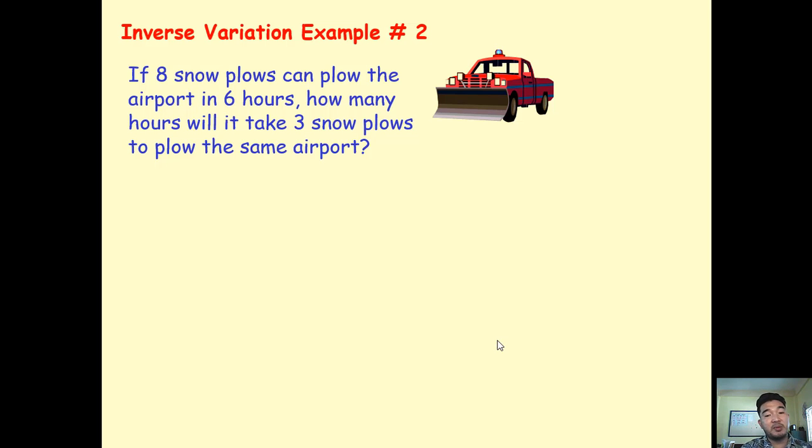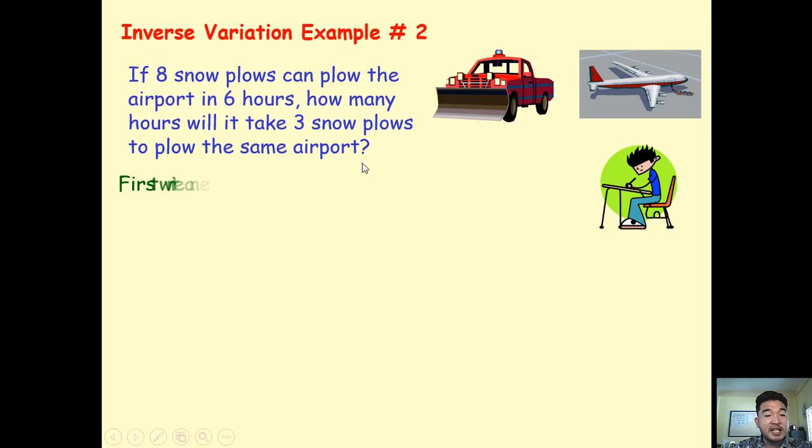So 3 lang yung snowplows. So ibig sabihin, mas tatagal ito, no? Mas tatagal yung pagtatrabaho ng 3 snowplow. So, mas hahaba yung oras nila. So, yun na agad yung assumption natin. Kasi kung 8 yung nagtatrabaho para matanggal yung snows sa isang airport, 6 hours nila yung tinatrabaho, how much more itong 3 snowplows lang ang magtatrabaho para sa same airport. So, our answer here should be greater than 6 hours.